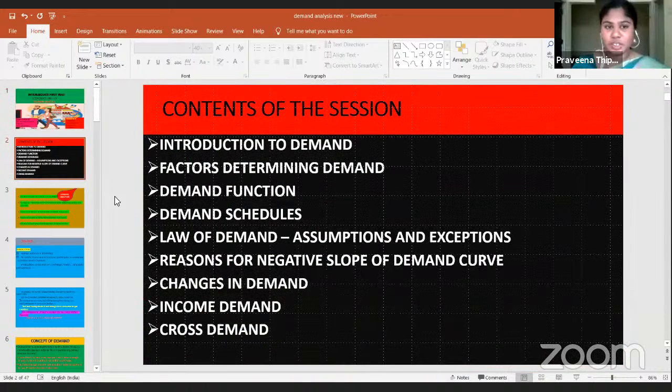So in this session, children, you will be learning about introduction to demand, factors determining demand, demand function, the demand schedules, law of demand, its assumptions and exceptions, and you will also learn the reasons for the negative slope of the demand curve, the changes in demand, income demand, and cross demand.